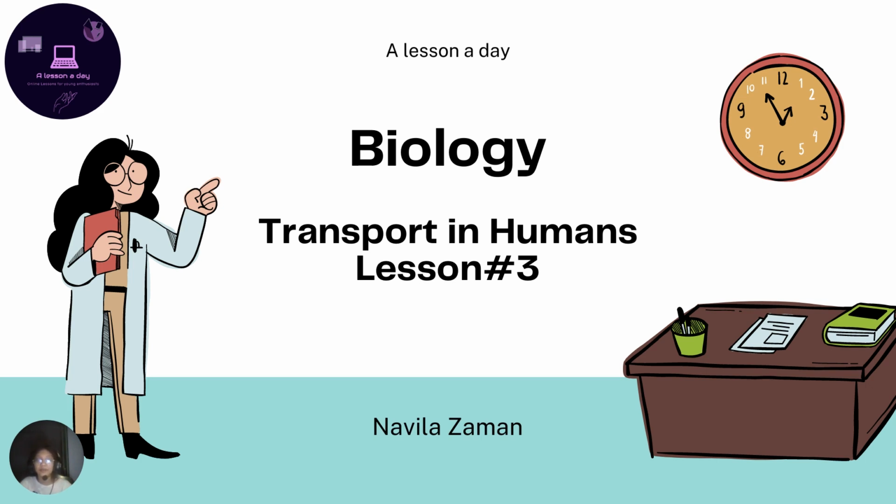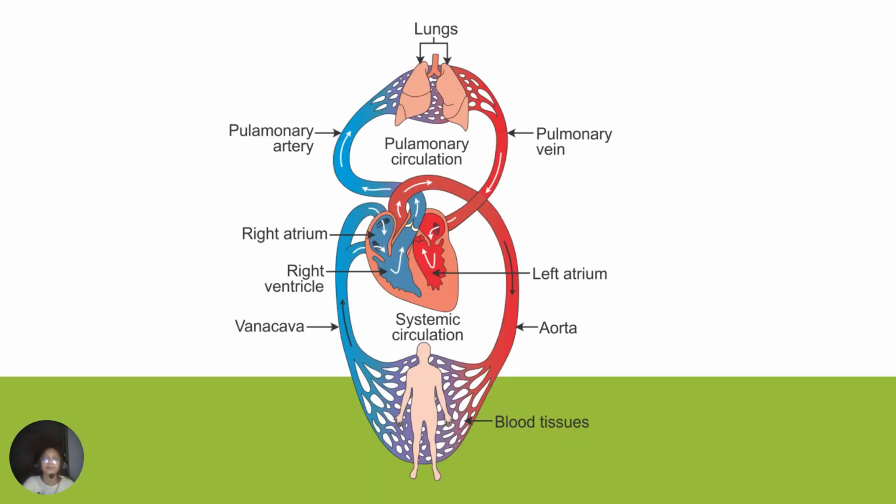This is an extremely important chapter in O-level biology. So let's get started. Now let's talk about double circulation. Double circulation is when the blood passes through the heart twice.